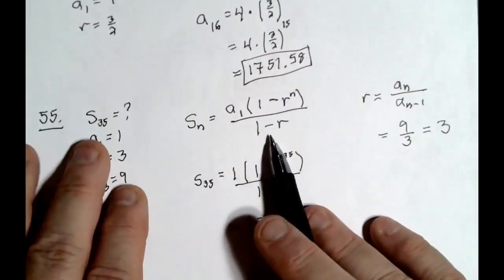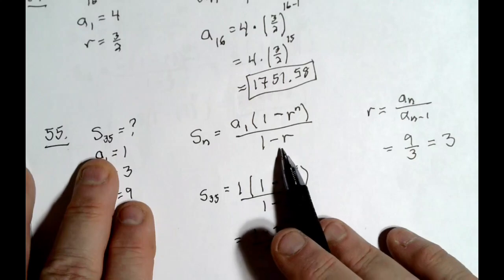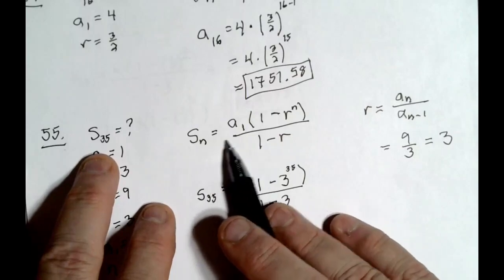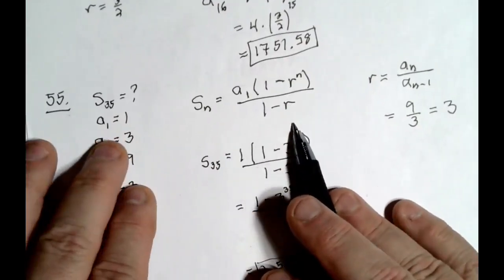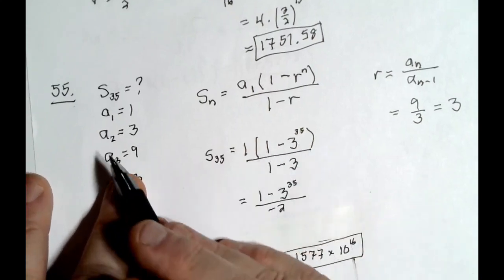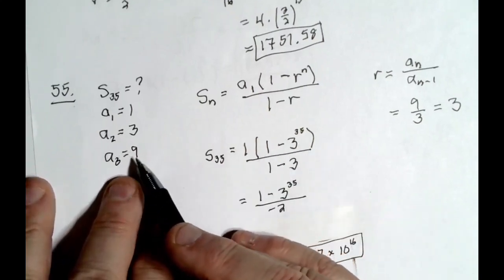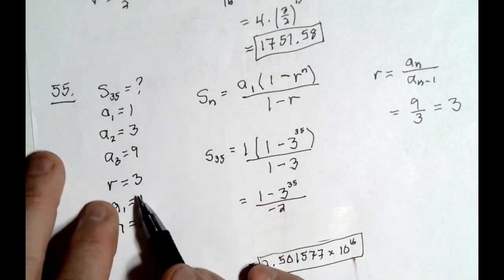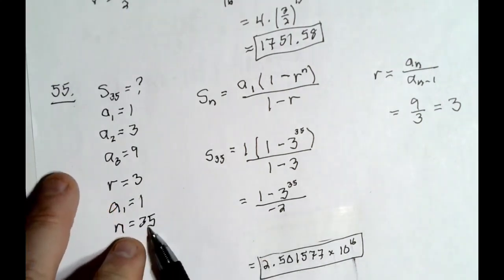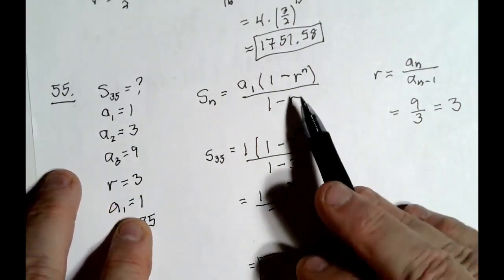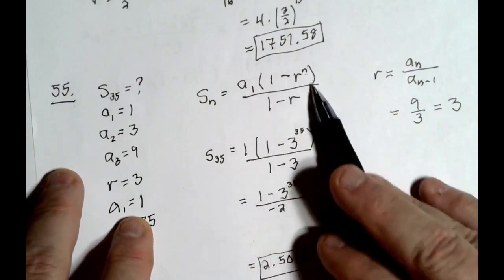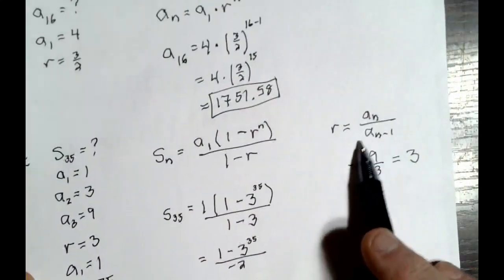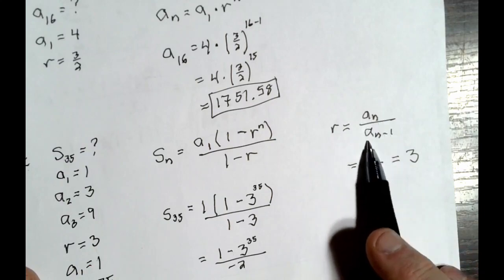Now here they're trying to figure out the sum of the 35 terms, and this is a geometric series, not arithmetic. So we're going to use this formula right here. And they tell us the first three terms, 1, 3, and 9. To find R, you just have to take any term and divide it by the previous one. So 9 divided by 3 is 3, or 3 divided by 1 is 3. So R is 3. We're looking for the 35th term, so N is 35. We know A1 is 1. So we got 1, 3, 35, 3. All this crunches down, gives you this guy right here. And here's another way of figuring out what R is. Any term divided by its previous term.